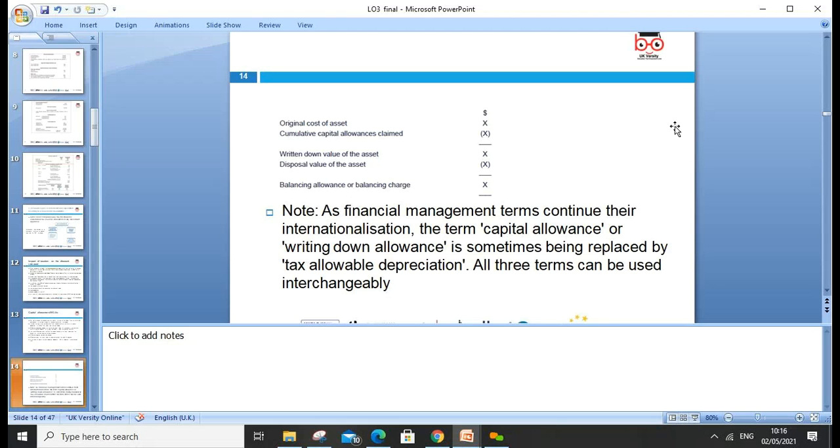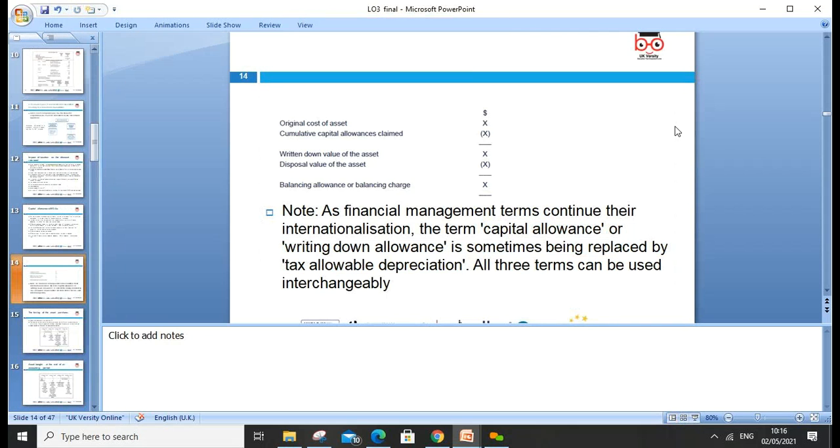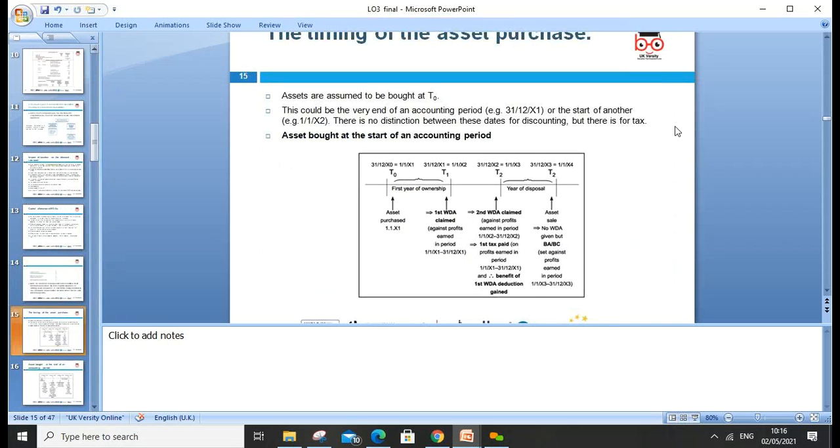Original cost of the asset, we can look at how much capital allowance we have claimed, then we have the written down value of the asset, and we have a disposal value. So either we have a balancing allowance or a balancing charge, that's the way we can calculate. Different terms carry on being used: capital allowance, written down allowance, and sometimes taxable depreciation. So these terms carry on being used. It's the same thing. Okay, next.